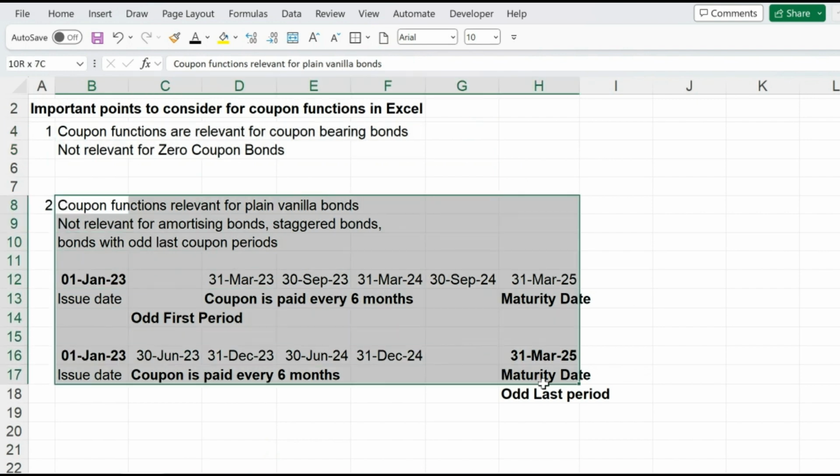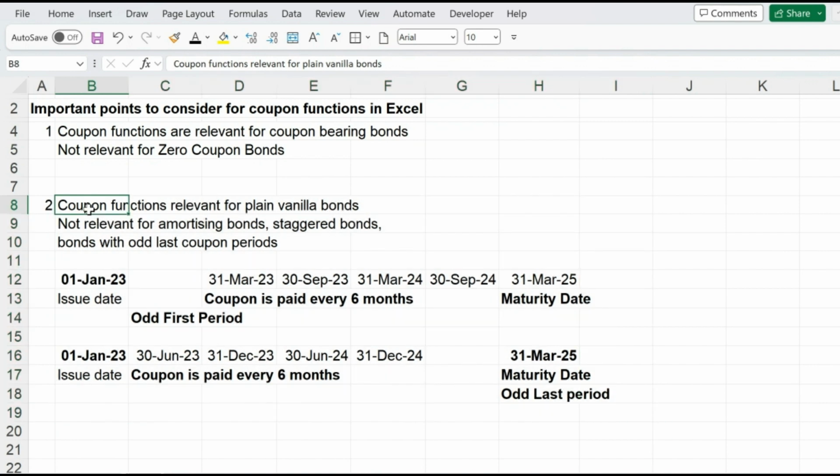The second point is that these are relevant for only plain vanilla bonds. These are not relevant for amortizing bonds, or these are not relevant for staggered bonds, which means that if any amortization of the payments are happening in between, if there are any additional coupons being paid in between, then probably these functions will not work. And most important thing is that these functions do not work with the last odd period, because the calculations are done in a way that it takes the maturity date and then does the back calculation for other days.